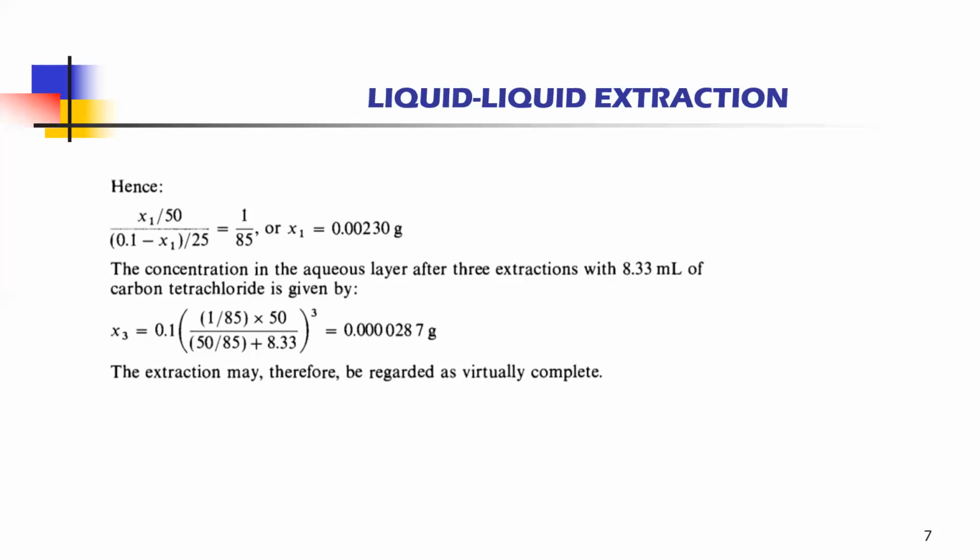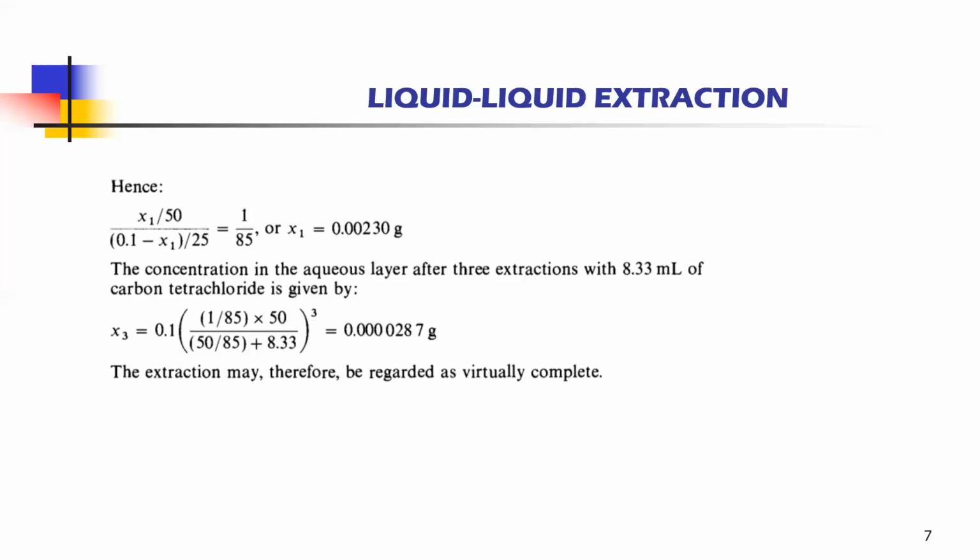What we are going to have is 0.0000287 gram. So this extraction may therefore be regarded as virtually completed. From 0.1, we are going towards 10 raised to minus 4. That much is the leftover concentration. That means virtually we have extracted all the iodine from the aqueous layer.